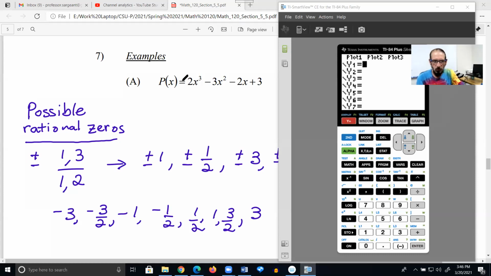All right, so let me type in the function here: 2x cubed minus 3x squared minus 2x plus 3. It doesn't like me using the keyboard.